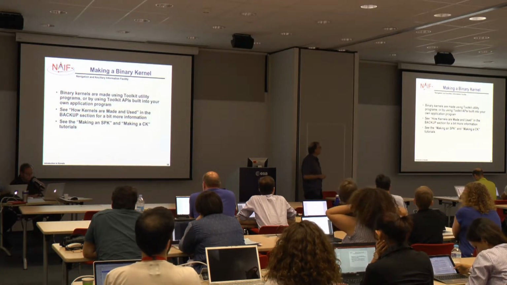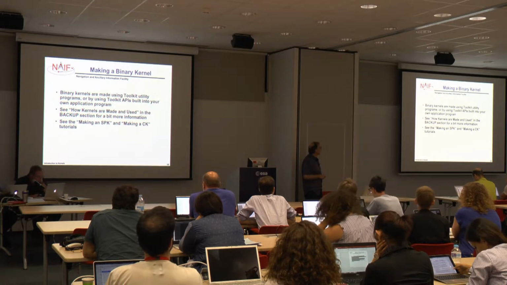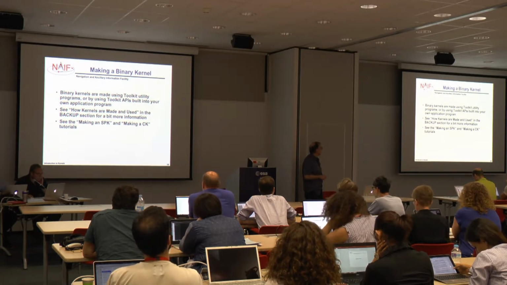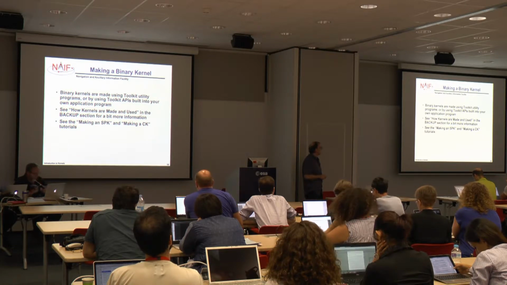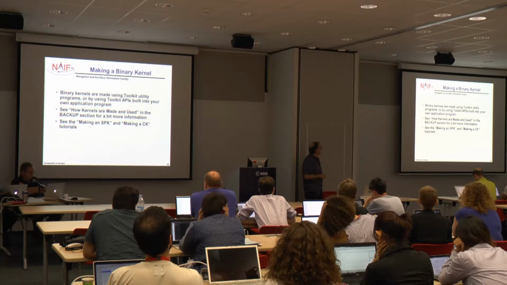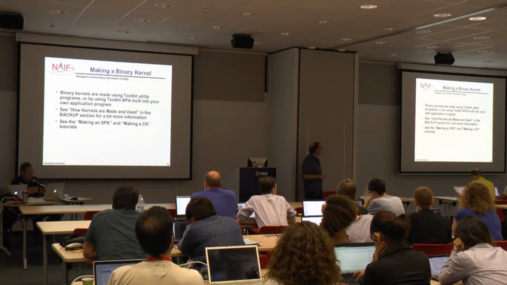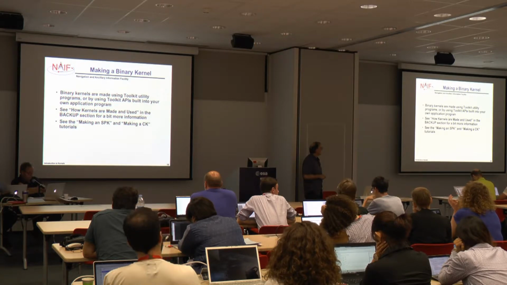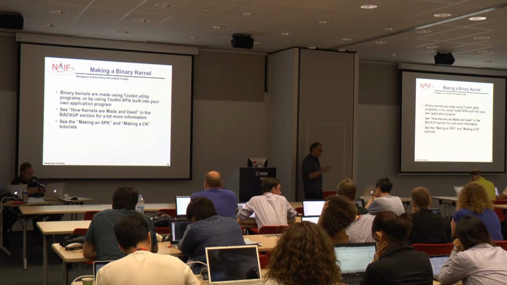Binary kernels are made using Toolkit utility programs or by using Toolkit APIs in your own application program. SPICE does provide APIs which allow you to write your own binary kernels. How kernels are made and used is described in the backup section. And we also have the separate Making an SPK and Making a CK tutorials.